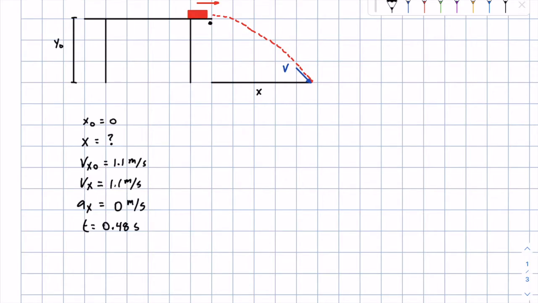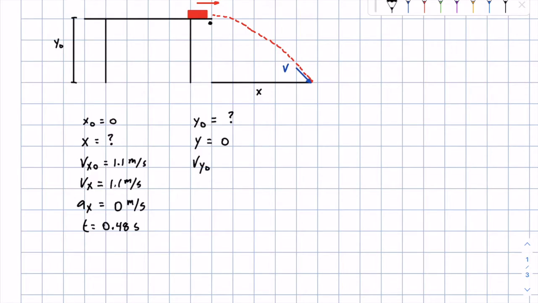Okay, then let's do the y. We don't know the initial y, right? Because that's the height of the table. That's what we're trying to find in part A. We don't know the height of the table. We do know that the final displacement in the y direction is 0, right? Here at the ground, that final position is 0. So we know that that's 0 meters.